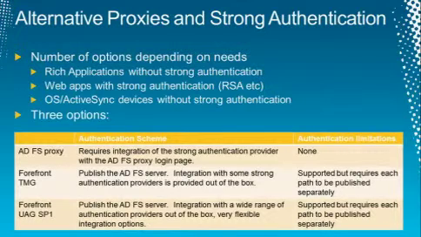Forefront UAG SP1 does have an ADFS proxy plugin. You can't use it natively. You have to actually do the flipping and basically do the URLs. This URL goes here. This URL goes there. All right. So URL publishing. But any of these options work. Again, the community site talks about how to actually set these up.